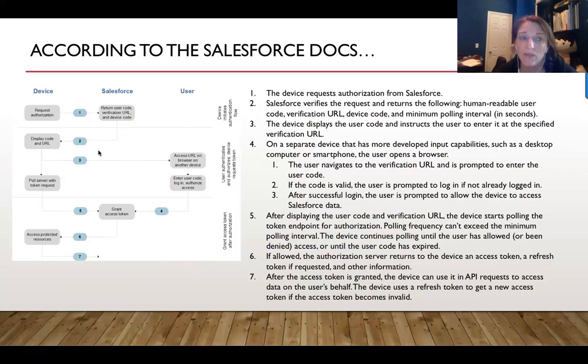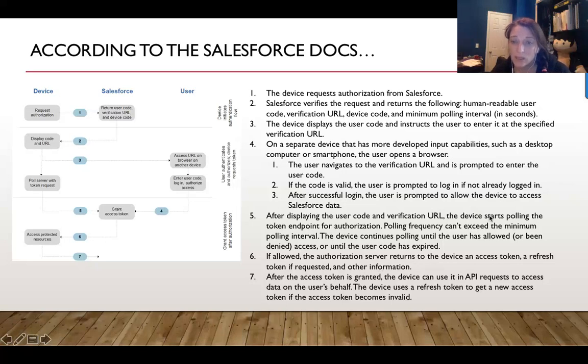And that polling interval is what the client is going to use to poll the authorization server for an access code. So the user then goes to a separate device that's got input capabilities, and it goes to that URL, it enters the user code. If the code is valid and it is accepted by the resource server or the authorization server, you are redirected to log in if you're not already logged in, and then you can give permission according to the scopes of what this client can access.